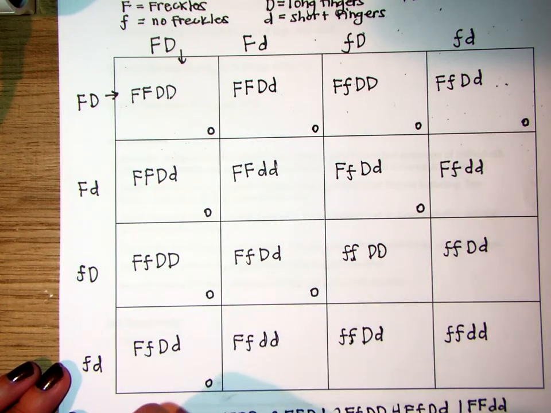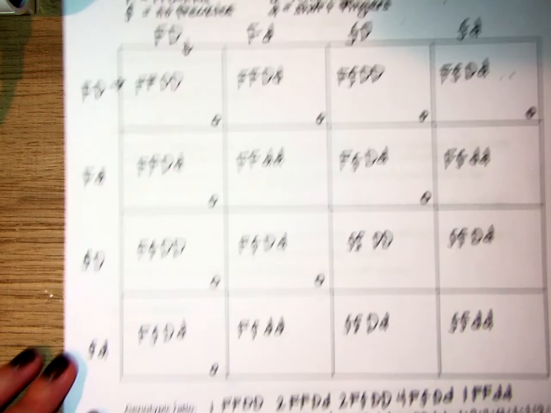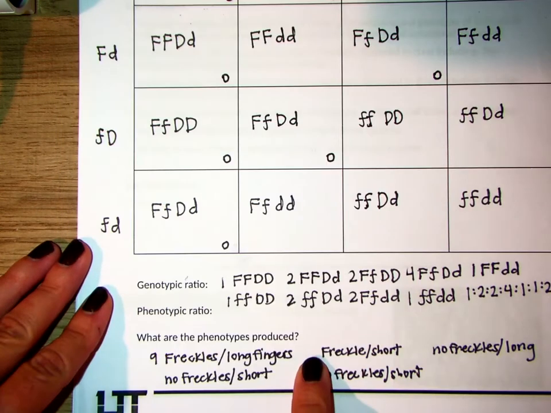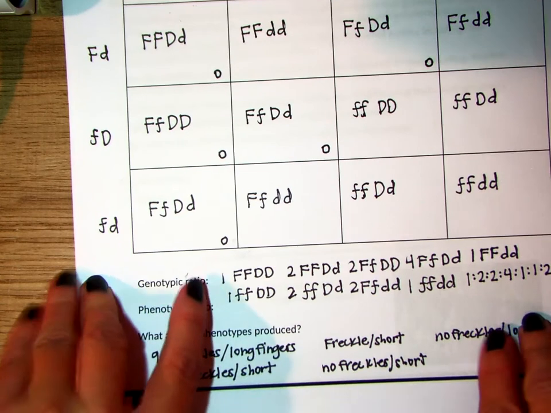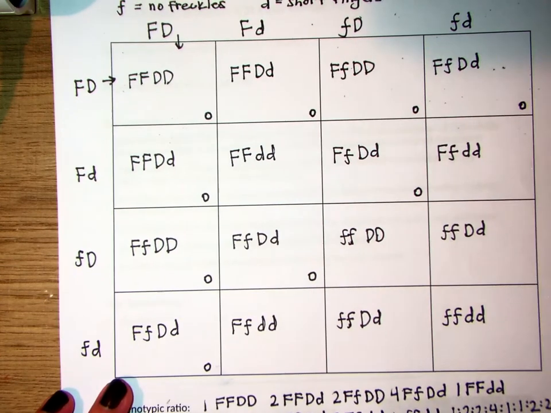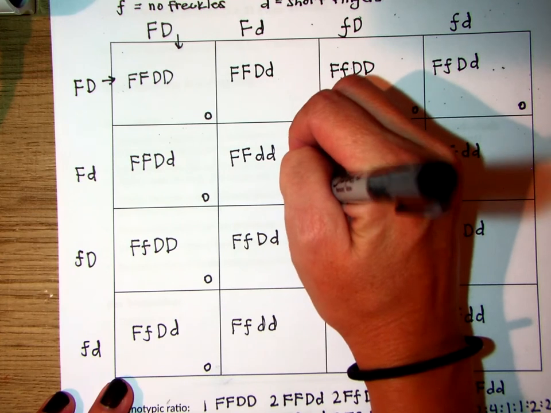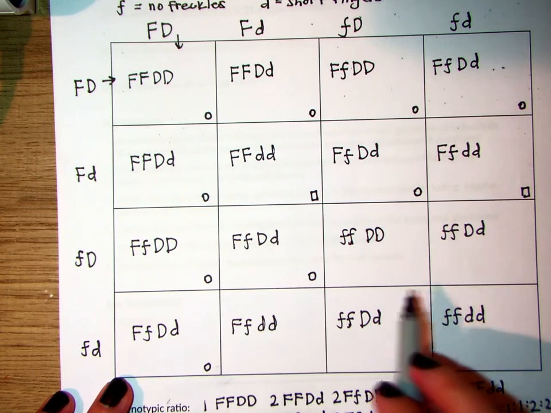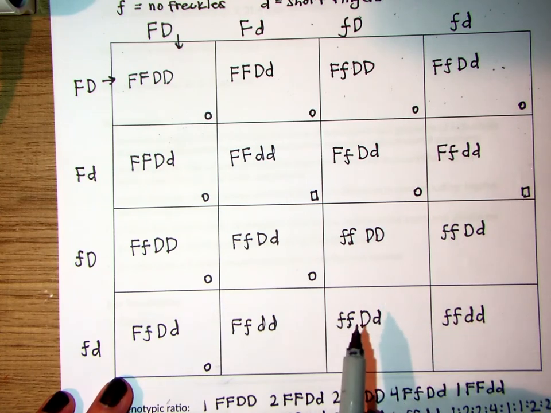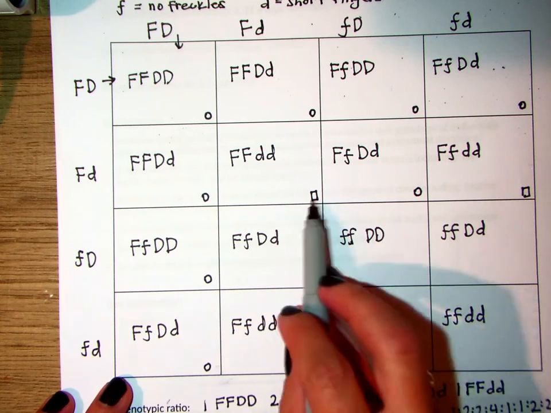Okay, now let's look at freckles with short fingers. And since short is recessive, in order to have short fingers, they need 2 little D's. And to have freckles, they need at least one big F. So I'm just going to go look through 2 little D's. I'm going to mark these with a square. Okay, so that's 1, 2, 3. That would have freckles and short fingers.